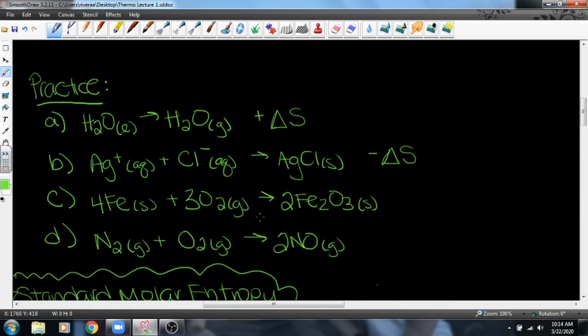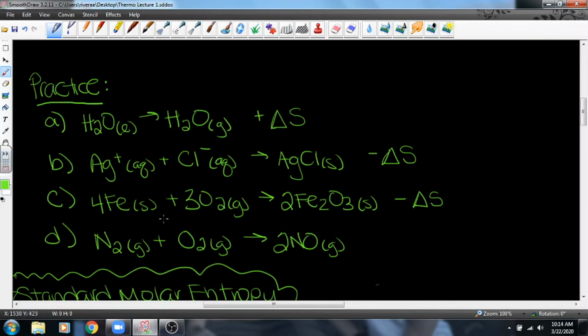Here we have a solid and a gas becoming just a solid. This is the rusting I was referring to earlier. Sorry, let me answer one thing at a time. Okay, so a solid and a gas becoming a solid, that is becoming more ordered or less disordered, negative delta S, less entropy.